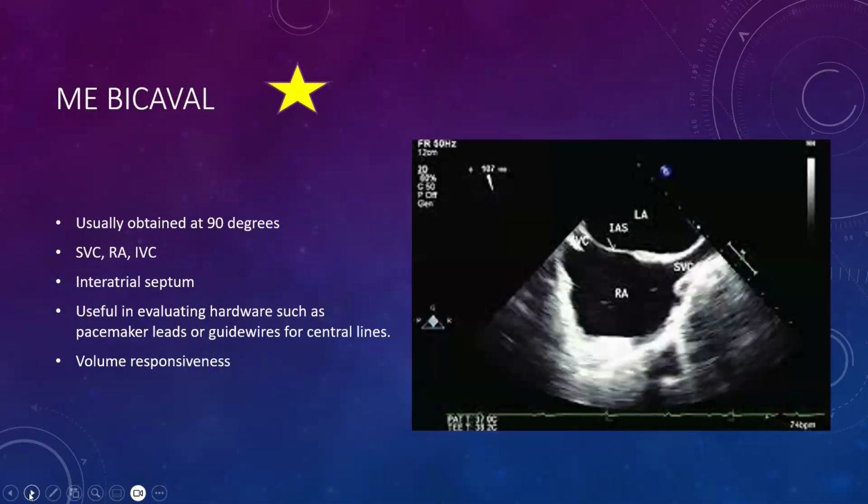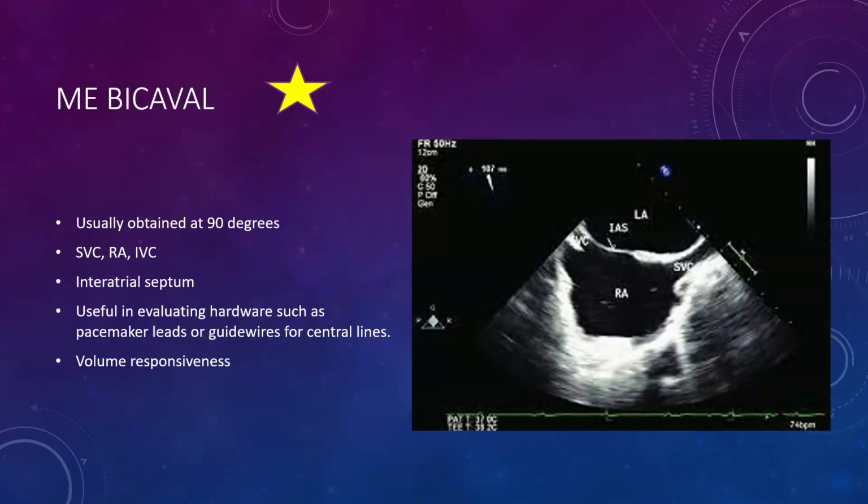But what is the mid-esophageal bicaval view? This is usually around 90 degrees. Again, left atrium is going to be closest to your probe. Since we're at 90 degrees, the head and anterior structures are going to be towards the right. So this is going to be your SVC. It's not popping in here, but you can sometimes see the right atrial appendage as well. This is very important for, yes, evaluating the interatrial septum, finding out if there's a PFO, ASD, something like that.